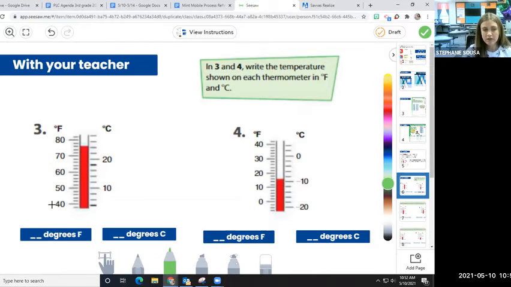We're at 40. The red bar has gone up past 50. It has gone up past 60. It has gone up past 70. It has not gone to 80, so we're going to count by our twos. 70, 72, 74, 76. It is 76 degrees Fahrenheit.